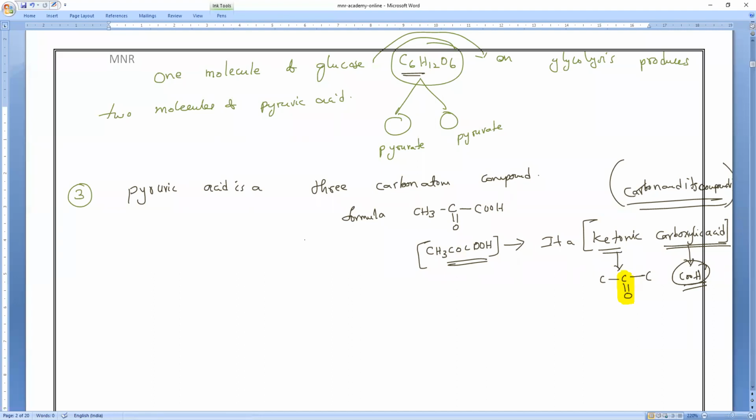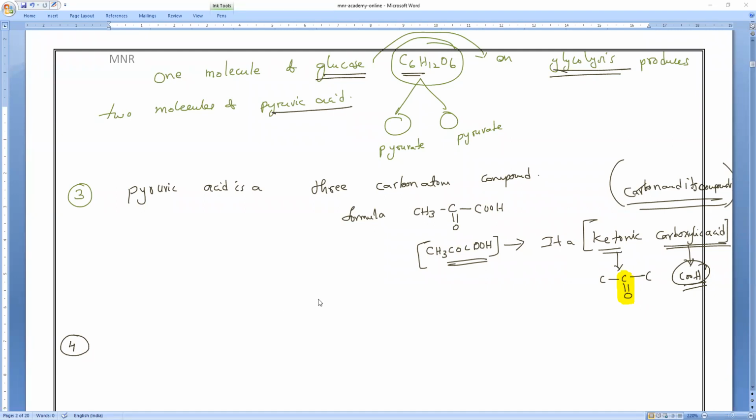Okay, guys? So one glucose molecule will split in the glycolysis process and produce just 2 molecules of pyruvic acid. That is the third point. Next, fourth point: pyruvic acid is a 3 carbon atom compound. All of you should remember. So what is another name of pyruvic acid, everybody? Pyruvate. Okay.